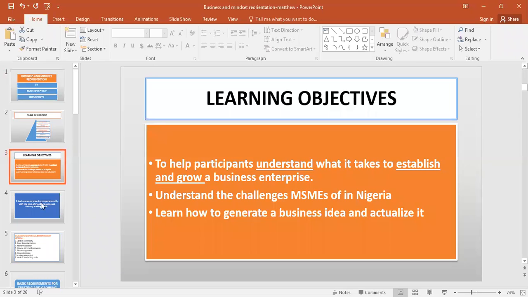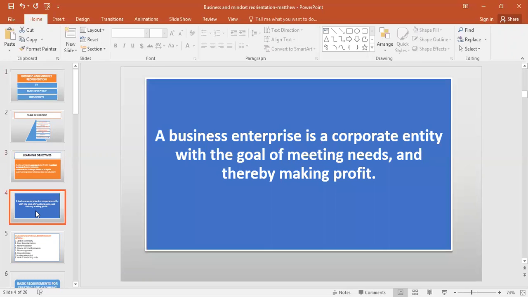it. Then when we hear the word business enterprise, a business enterprise is what? A corporate entity. A business enterprise is a corporate entity with the goal of meeting needs and thereby making profit. I always emphasize on meeting needs and also making profit.